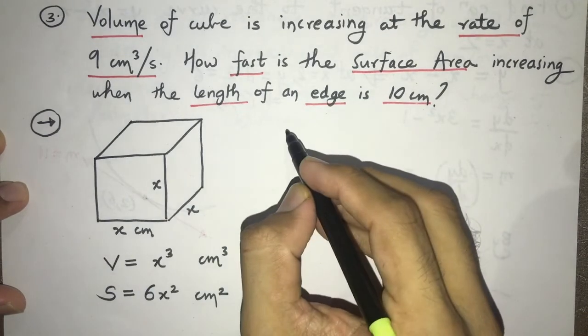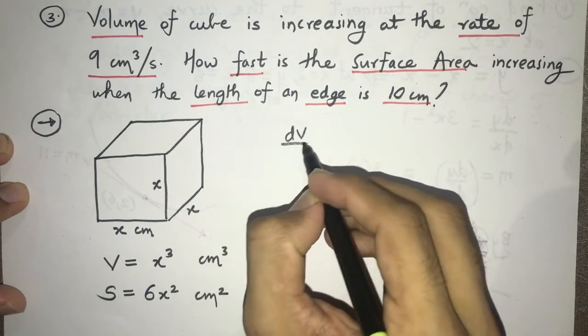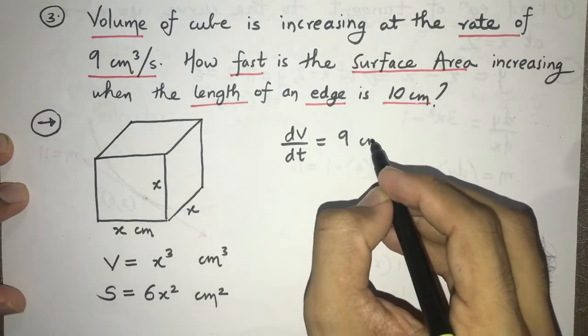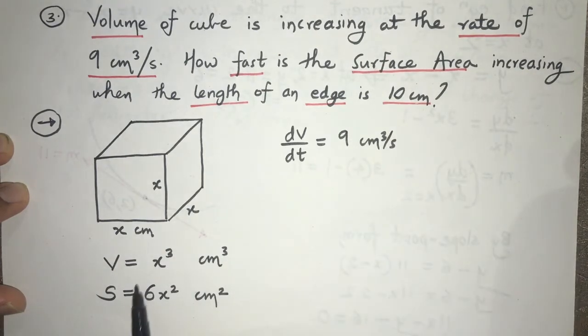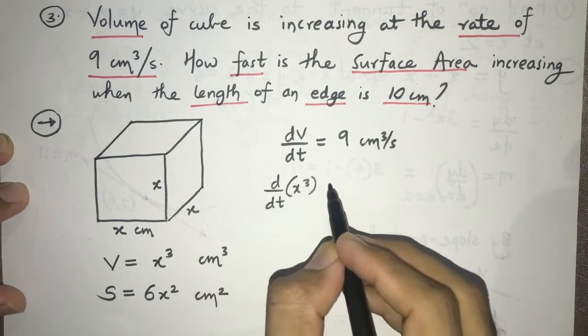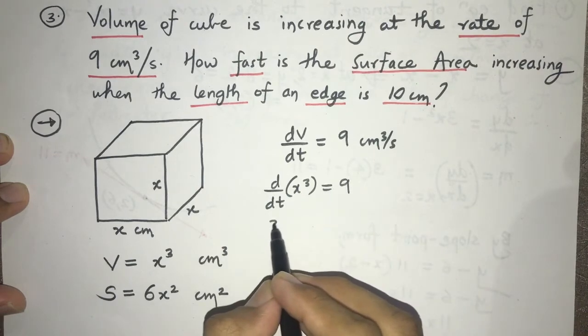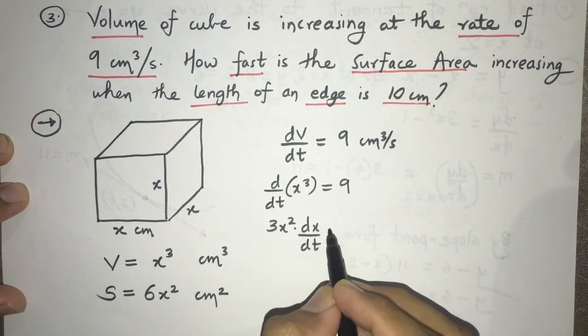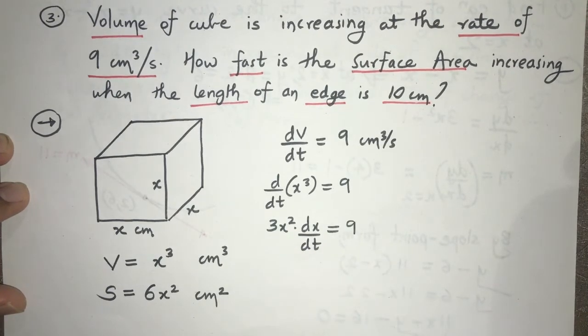Now what is given to us is dV by dt. The rate at which volume is increasing is 9 centimeter cube per second, right? So there we will have to take the derivative of x cube. The derivative of x cube gives 3x square dx by dt, equal to 9. So what is dx by dt equal to? We get 3 by x square.